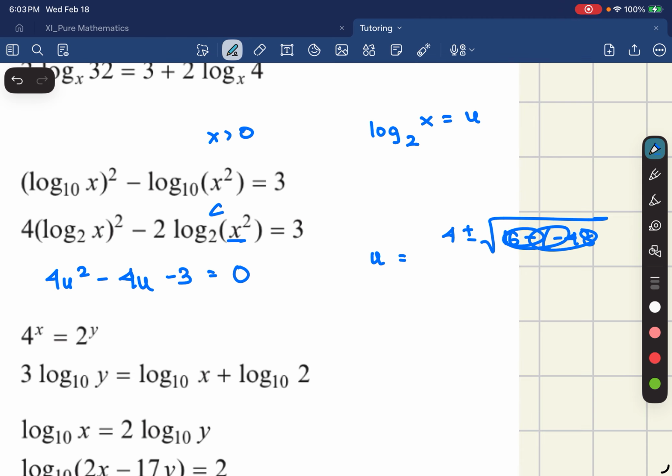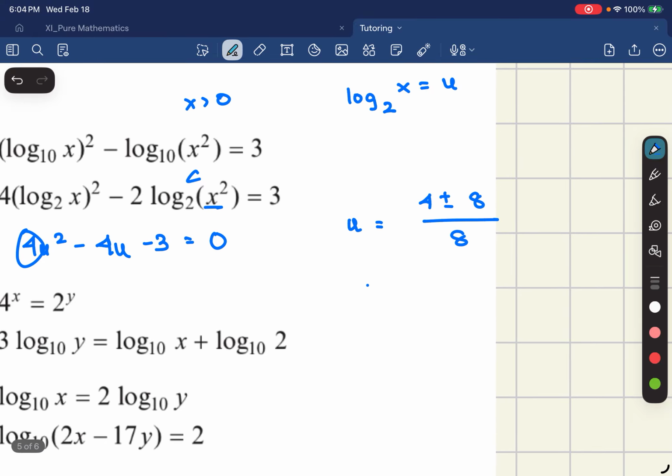So when you simplify, you get 64, and the square root of 64 is just 8, all over 2 times 4. That is going to give me 8 as well. So u is actually 12 by 8, or I believe minus 4 by 8. So therefore, u is equal to 3 by 2, or minus 1 by 2.